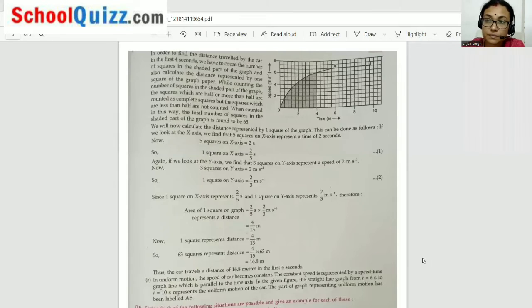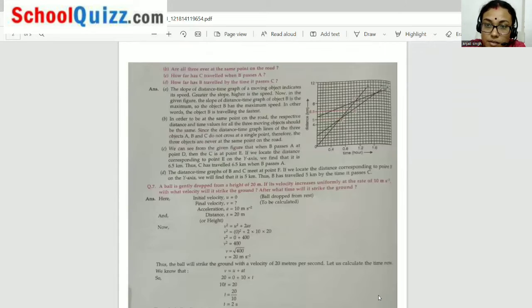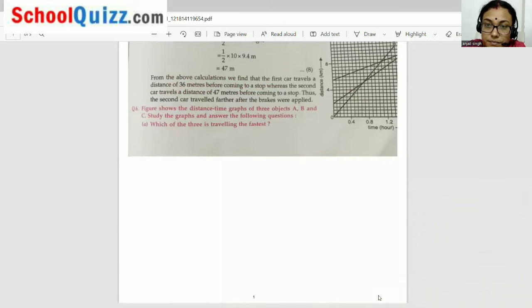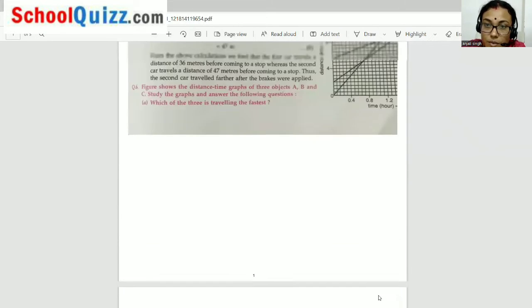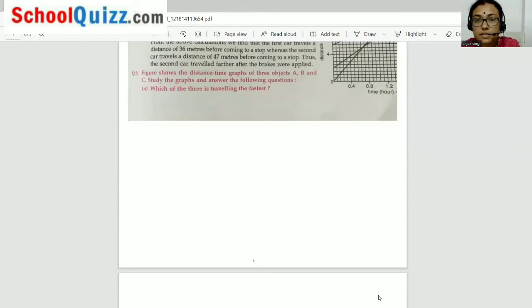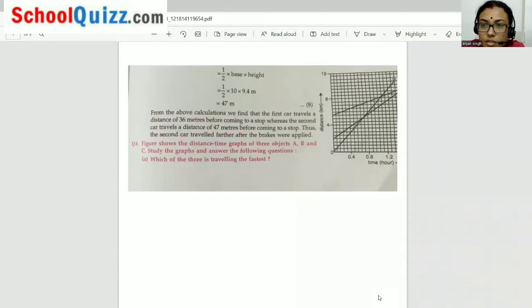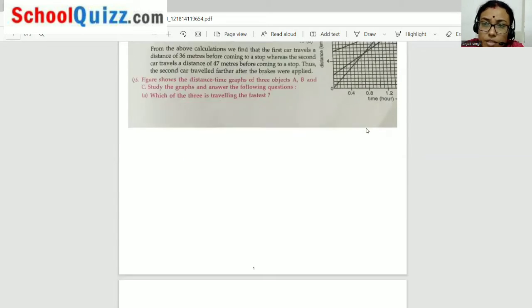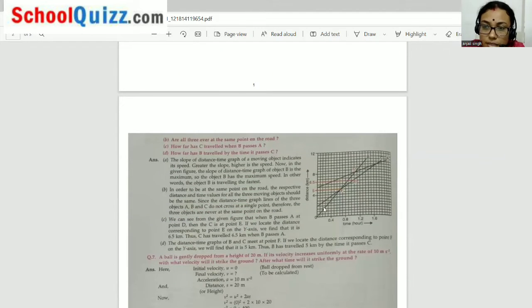Here is question number 6. From the same figure, you have to see this figure. First, you have to find which of these three is traveling the fastest. The figure is shown by the graph.